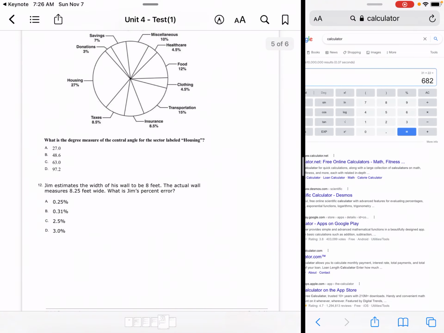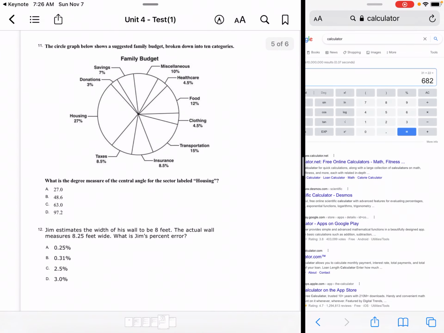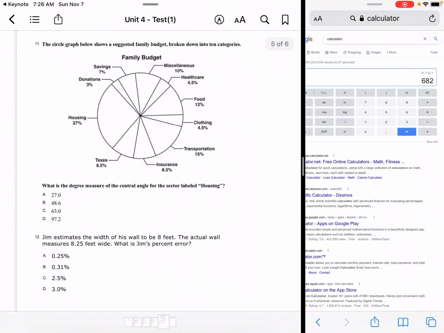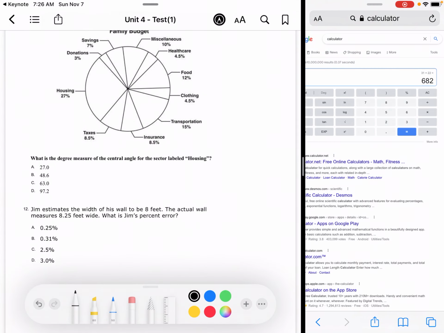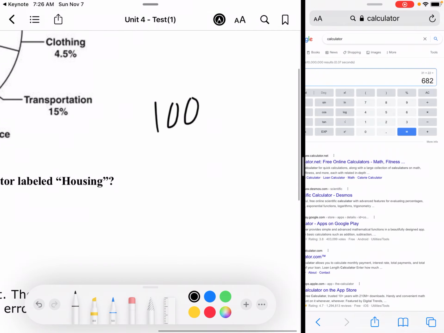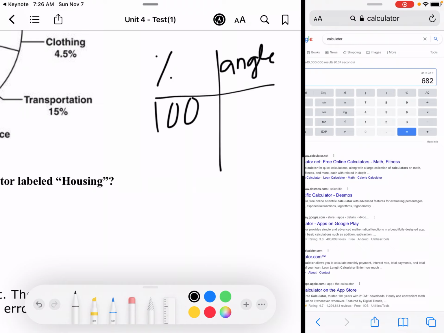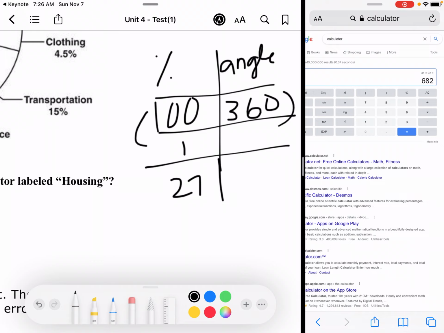All right, for this one it says the circle graph shows a suggested family budget broken down into 10 categories. What is the degree measured for the central angle labeled housing? It's 27%. So I have 100, and I have my angle measure. So there are 360 degrees available in a circle graph. I know I'm finding 27% of that. So I divide by 100, and I multiply by 27. I get 97.2 degrees.